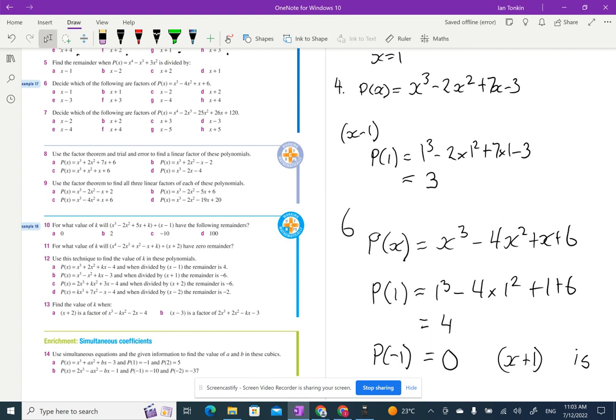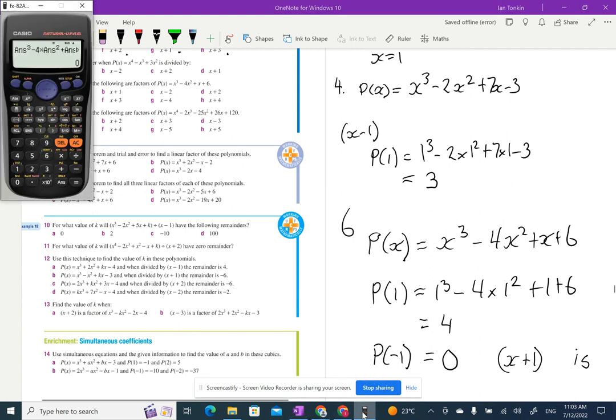Negative 2. So I get my calculator back. And I go negative 2. That's my answer. Back up. No, it doesn't work. What's the next one? And it wasn't negative 2, it was positive 2. So I should have just done 2. Back. Oh, 2 is a factor.